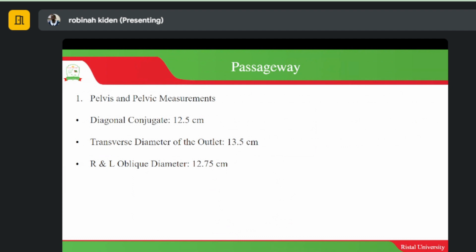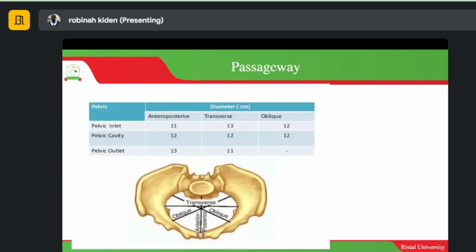And in the normal gynecoid pelvis, we have the diagonal conjugate, which measures 12.5 centimeters. Then we have the transverse diameter of the outlet, which measures 13.5 centimeters. Then we have the R and L oblique diameter, which measures 12.75 centimeters. So right there we have an image which shows the pelvis.